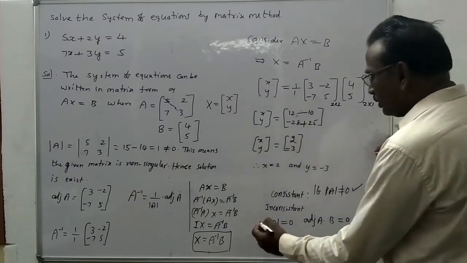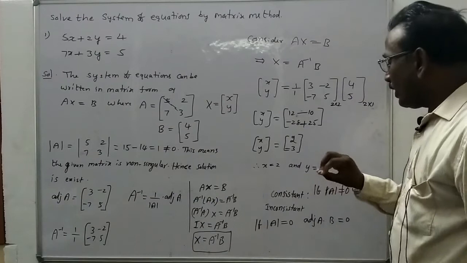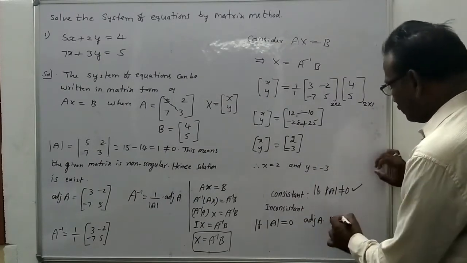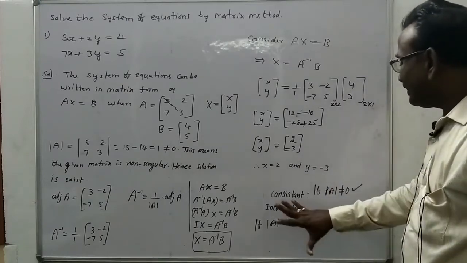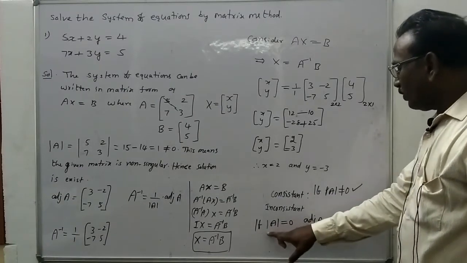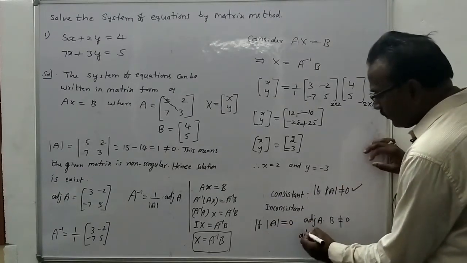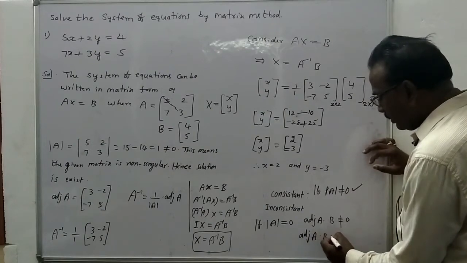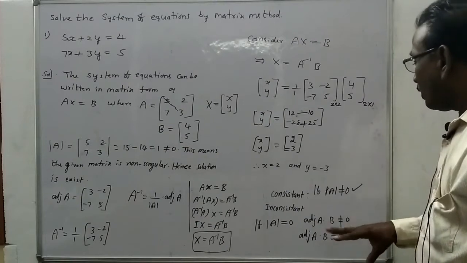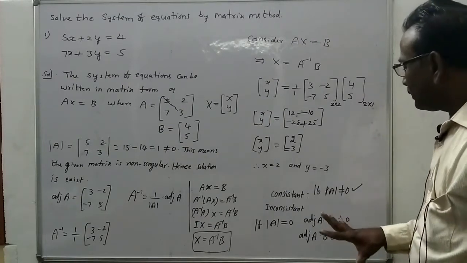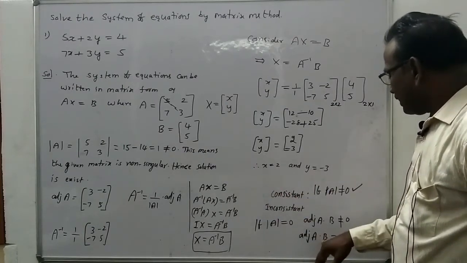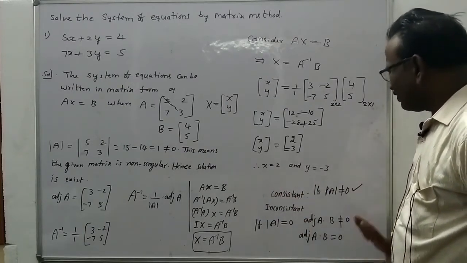If the determinant is equal to 0, we have to check this condition also. If adjoint of A into B is not equal to 0, then the system is inconsistent. There is no solution. If the determinant of A is equal to 0 and adjoint of A into B is equal to 0, the system has no solution or infinitely many solutions. In that case, we say the given system is consistent.